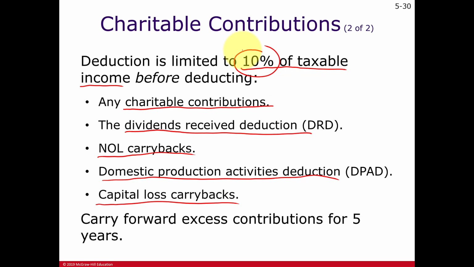And then if you have any extra unused charitable contributions here, just like capital losses, you can carry it forward for 5 more years. You cannot carry it back like capital losses though.